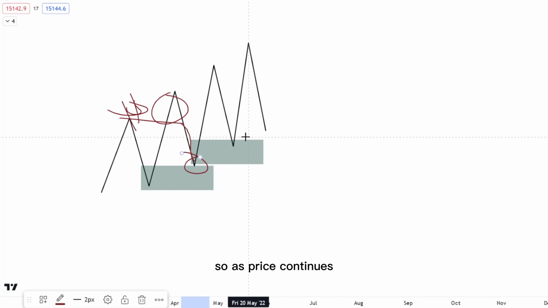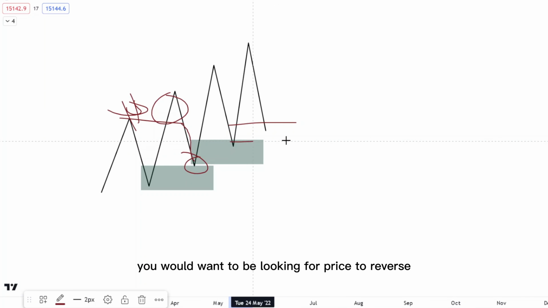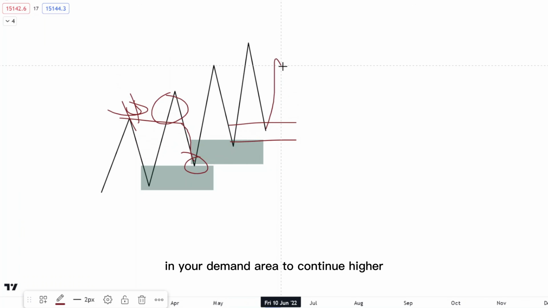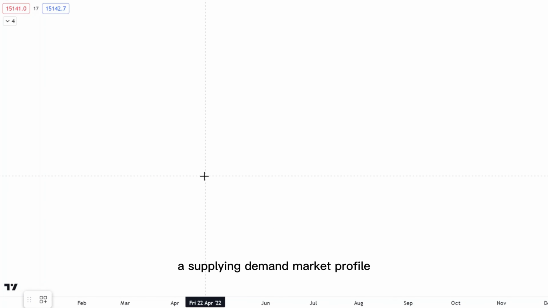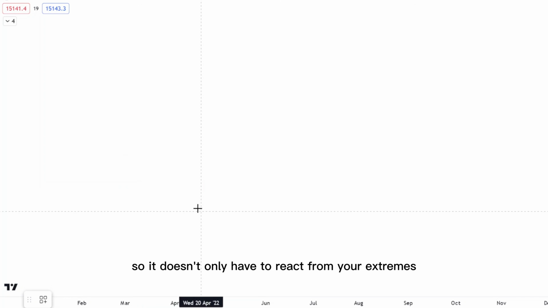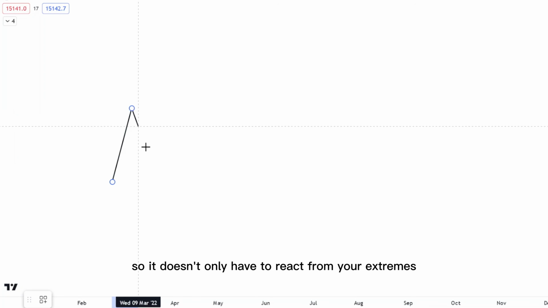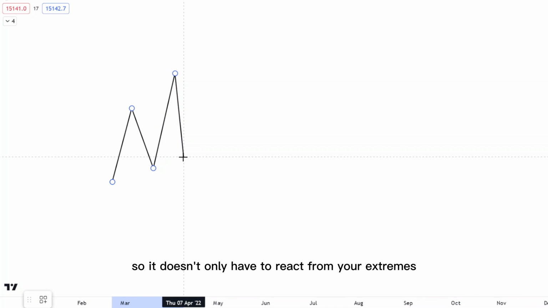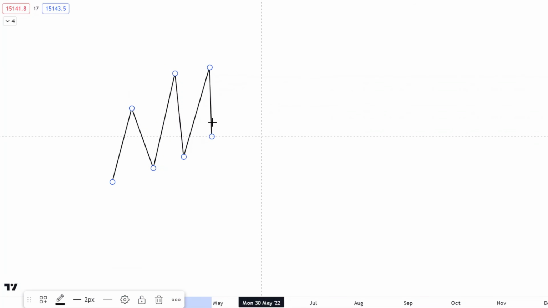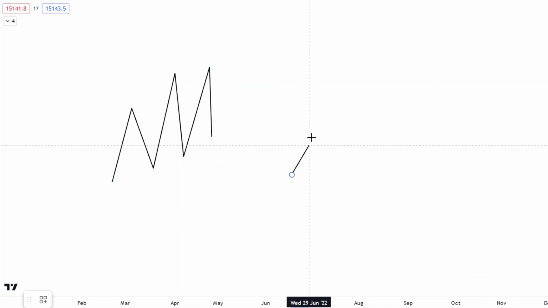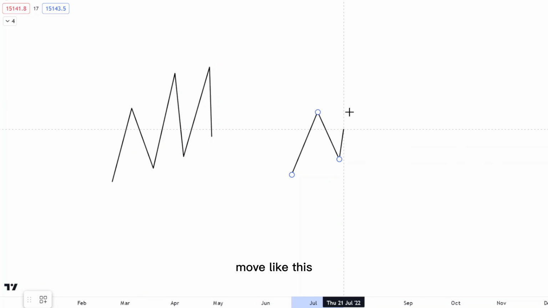So as price continues, you would want to be looking for price to reverse in your demand area to continue higher. So a supply and demand market profile doesn't have to be in the extreme. So it doesn't only have to react from your extremes. It can also move like this.